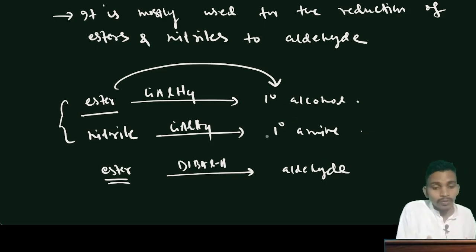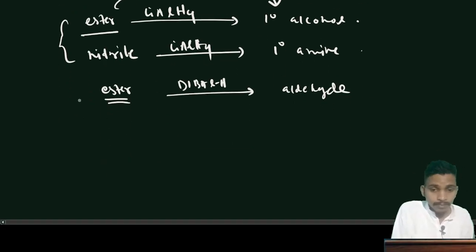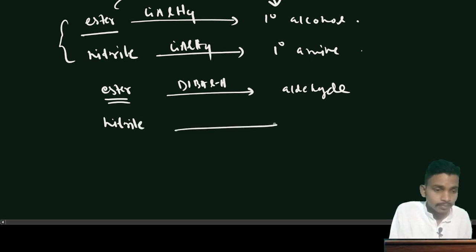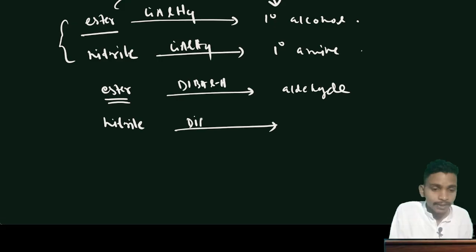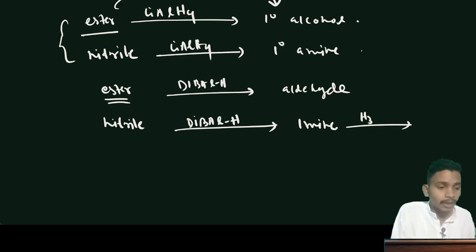It means that it will do the partial reduction of the ester. Okay, it is reducing from ester to aldehydes, not to 1 degree alcohols. Similarly, if you have nitriles and we give DIBAL-H, it will convert into the amine, and after that if you do hydrolysis, then it will convert into the aldehyde group.